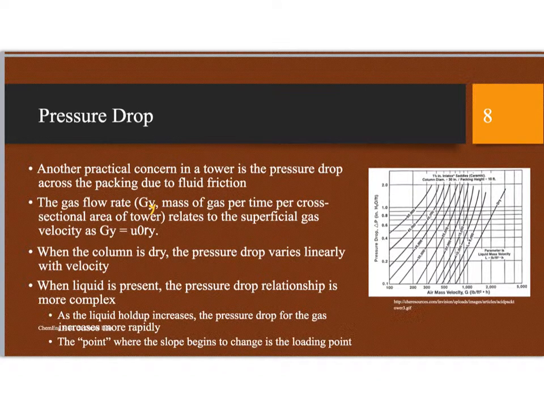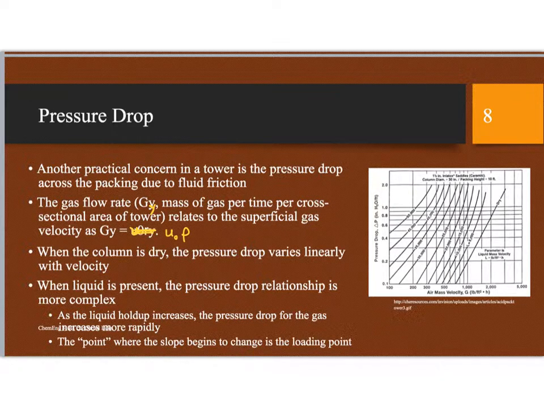But G subscript Y is the mass of gas per time per cross-sectional area of tower. And this is going to relate to the superficial gas velocity. So this is U, let me just write this, U sub 0 times the density of the gas. And so it's just a gas flow rate, okay? It's mass per cross-sectional area.